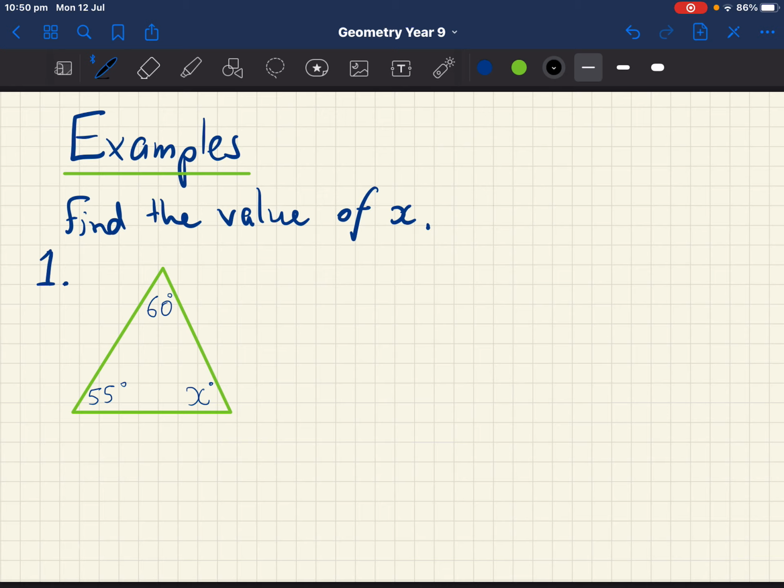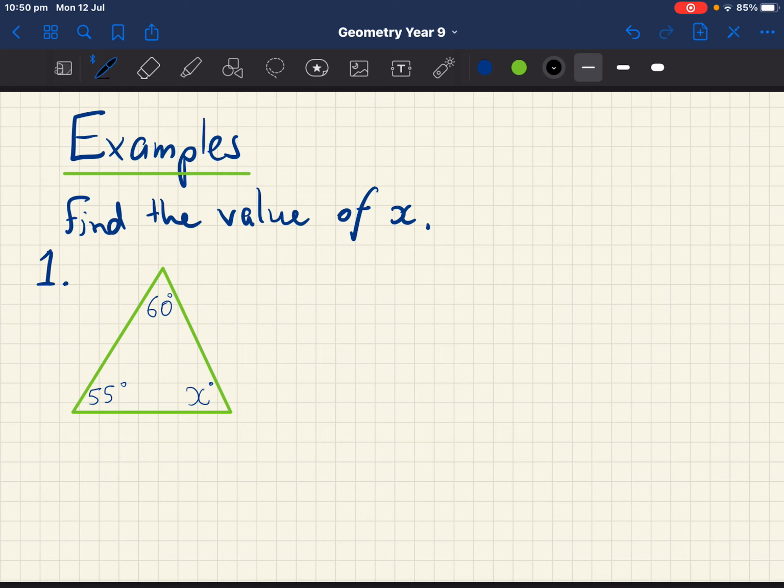So we've got a couple examples here. These are the types of questions you might find in an exam. For this first one, it's just asking us to find the value of x. So as you can see, x here is this angle down the bottom. We're trying to find the size of this angle. And what are we going to do?